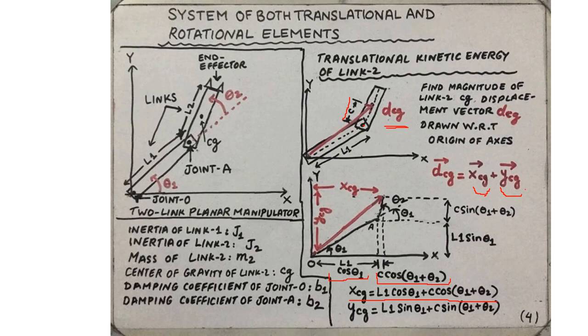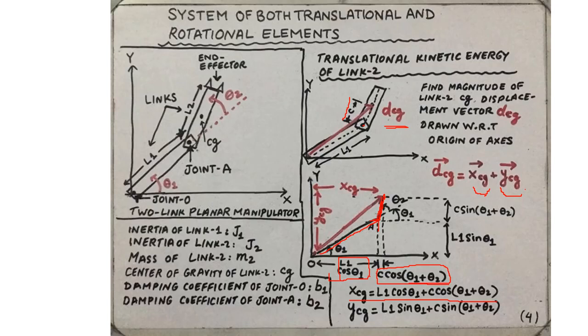And it is because this point over here, the center of gravity, this vector dCg can be thought of as a sum of the vector OA plus ACG. What we have done here is add the x component of vector OA, which is L1 cosine θ1, plus c cosine (θ1 plus θ2), which is the x component of vector ACG.